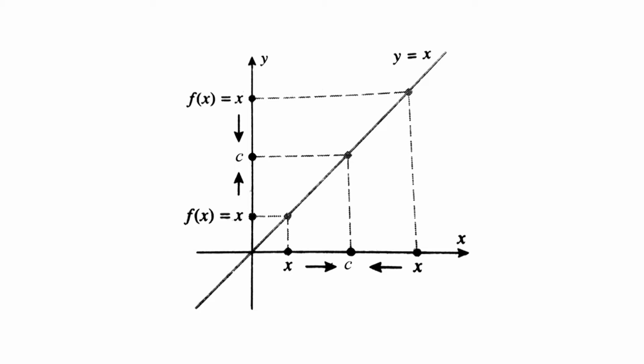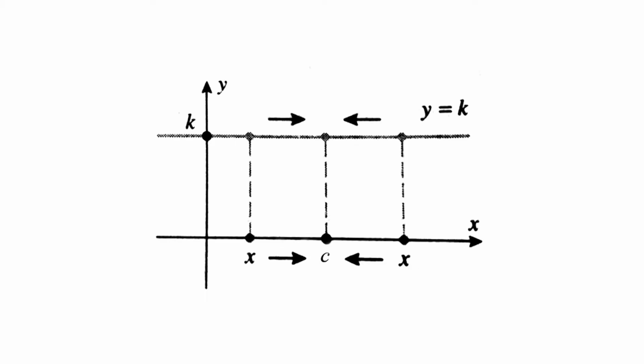We begin with two basic limits which will be frequently used. The formal proofs of these results will be discussed in the next session. Let C be a fixed real number. Then limit of x as x approaches C is C. Let C and k be fixed real numbers. Then limit of k as x approaches C is k. That is, limit of a constant function is that constant itself.